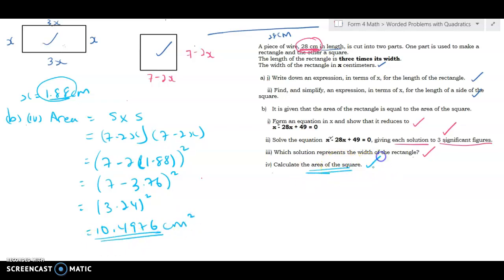So that, everybody, is the last piece. So yes, it was a long question, many parts, and some parts relied on the previous parts. However, it is very doable.